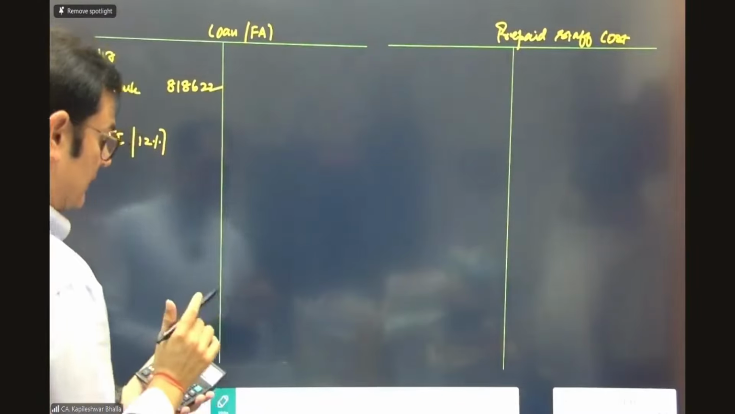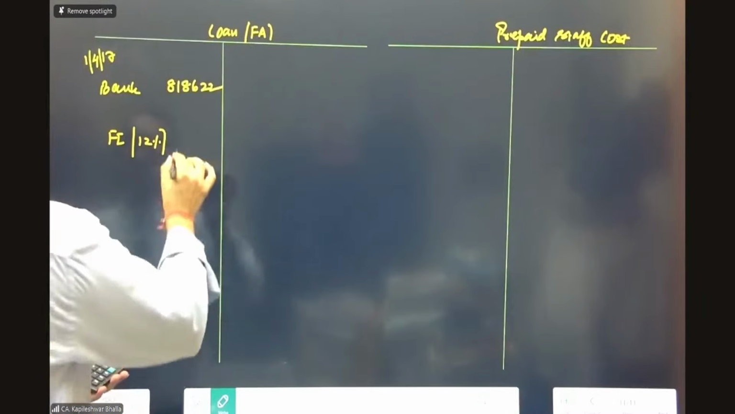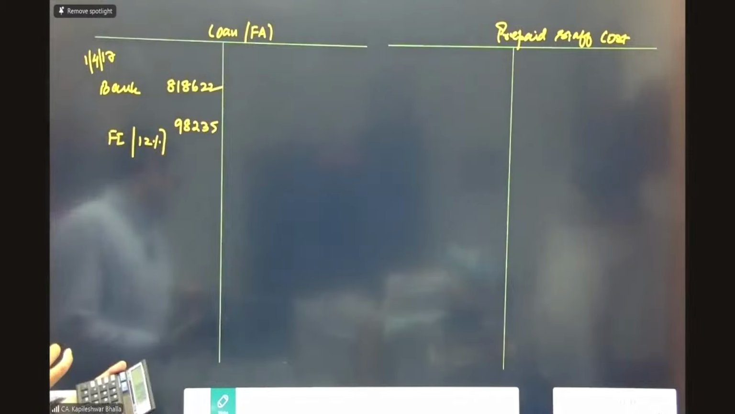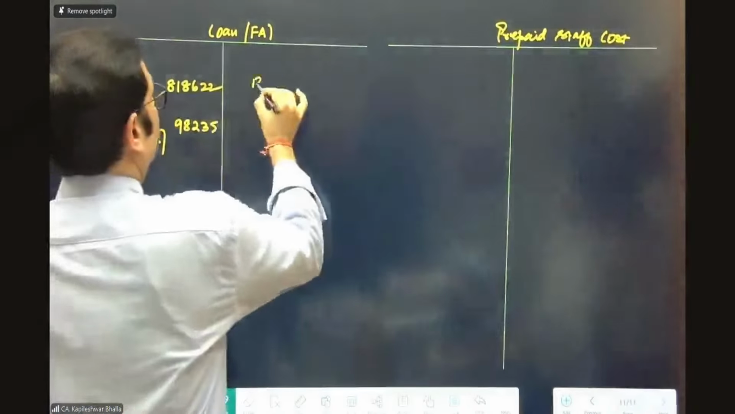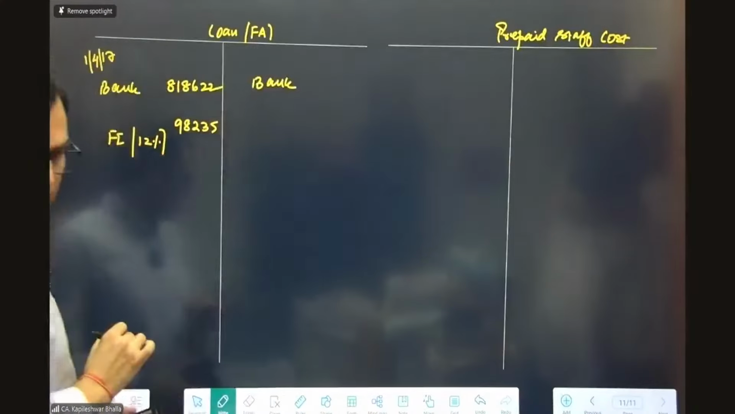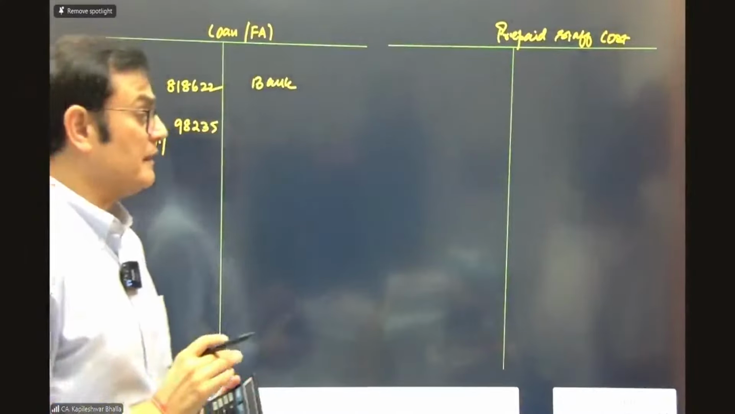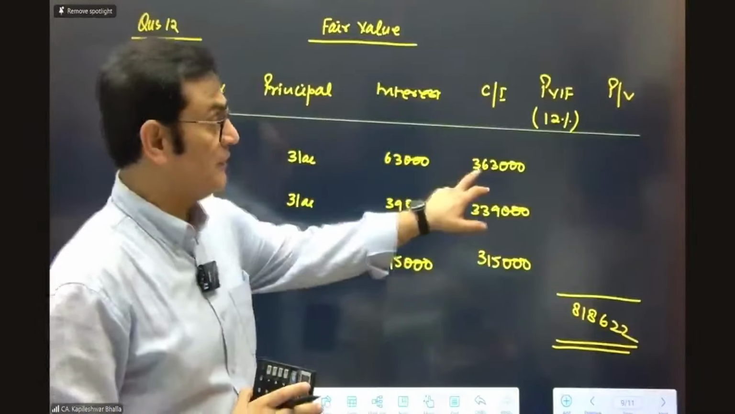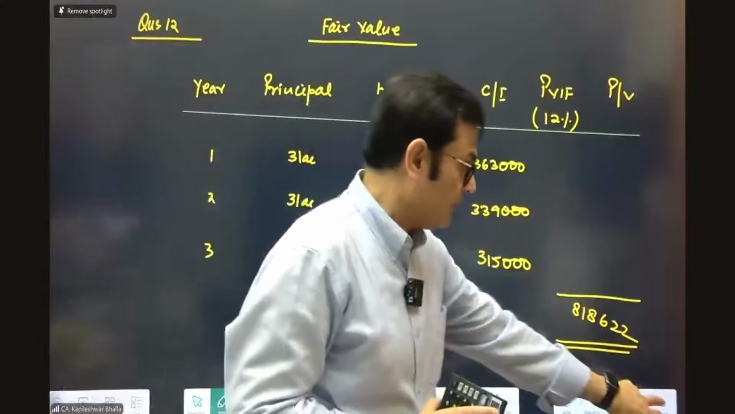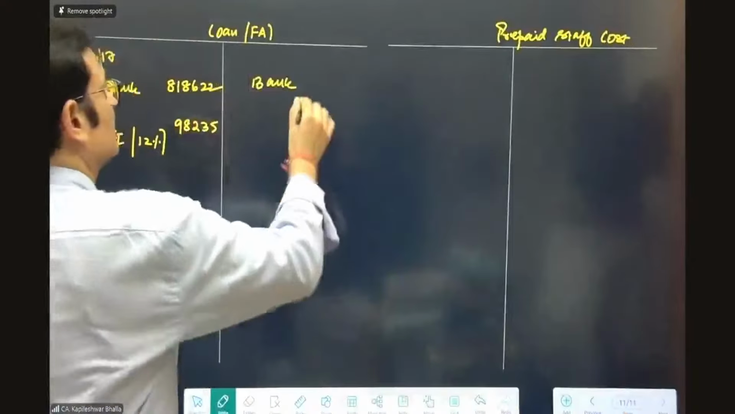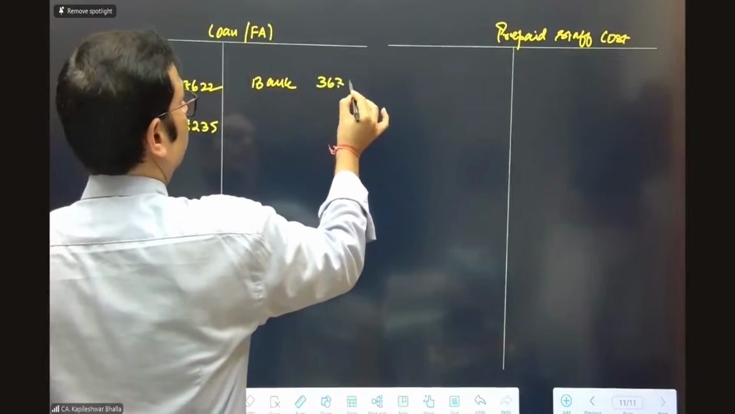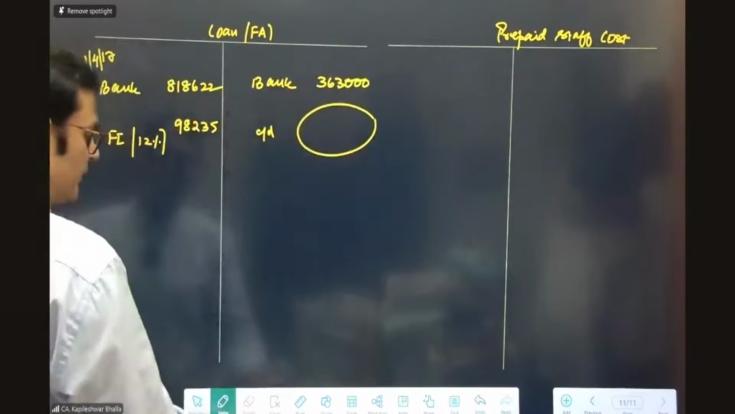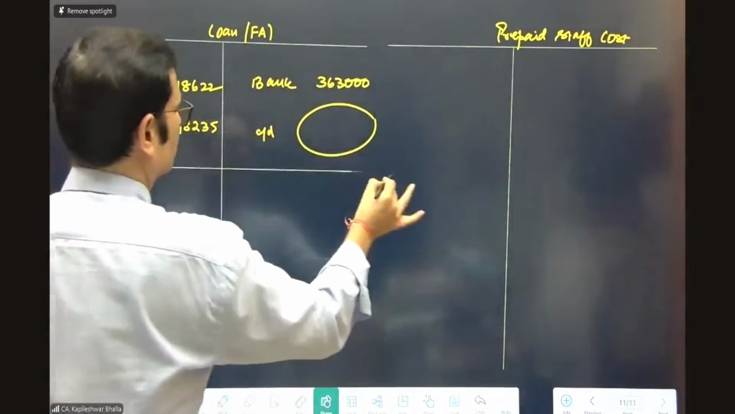818,622 at the rate of 12%. I think it's 98,235, rounded off to the nearest decimal. And then we receive the collections. There are 2 collections, I guess. One is the principal and one is the interest, which I can directly take from this chart itself. 363 is the collection in the first year, the principal with the interest. And we can get the balance CD as a balancing figure. The first year ledger gets done.